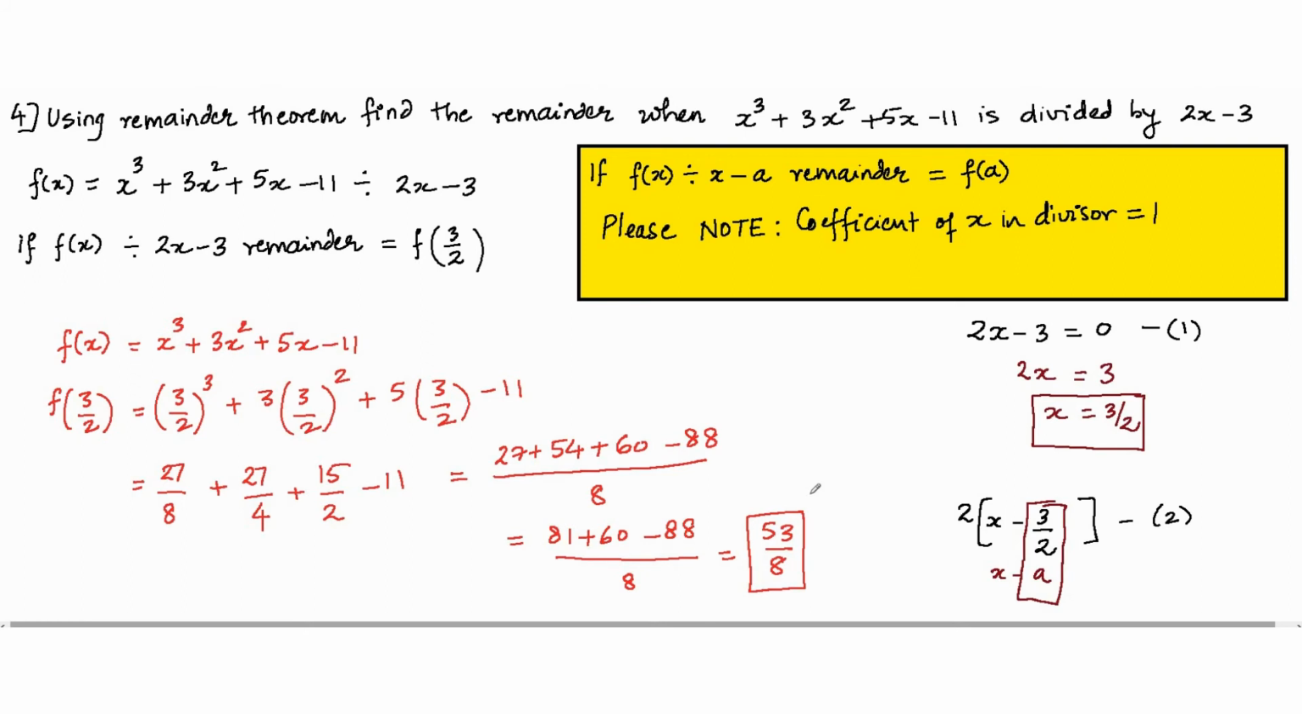So one unique thing that I noticed about this particular question was that the divisor's coefficient of x was not 1. So what I did was I made it 1 by either equating it to 0 or by taking 2 out as common. So let me again pause for a minute, and then I'll take up the next question.